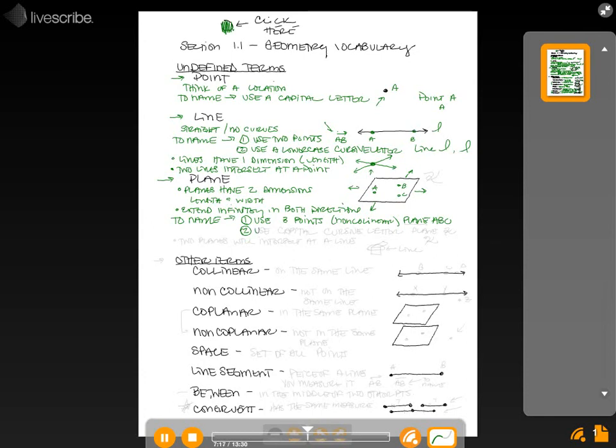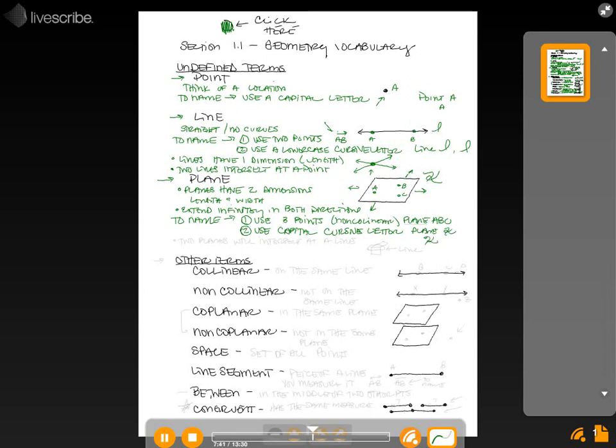Way number 2. Use a capital cursive letter. So let's use the letter K. And we would say plain K or just the letter K.